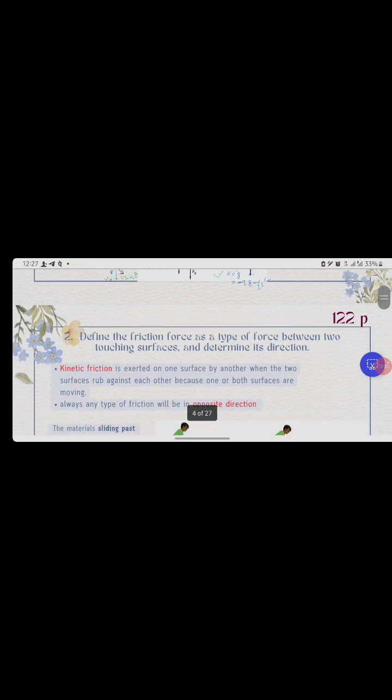This is the acceleration. I hope you understand. So this is the diagram they are asking about the situation. Yes. Let's proceed with the next one.